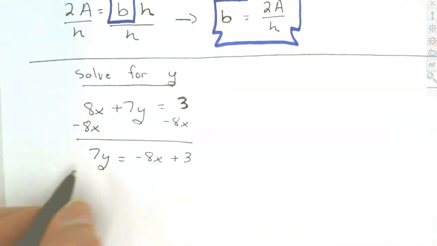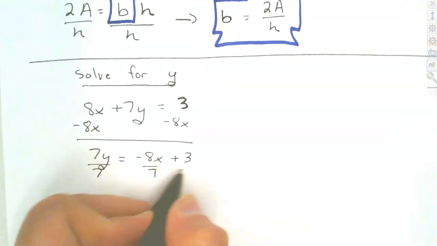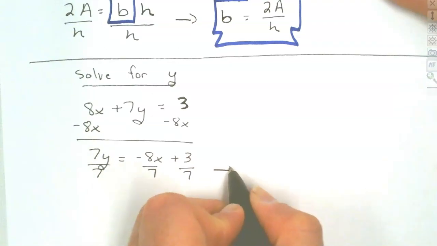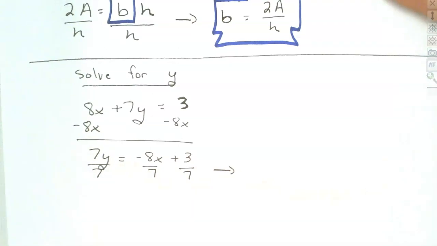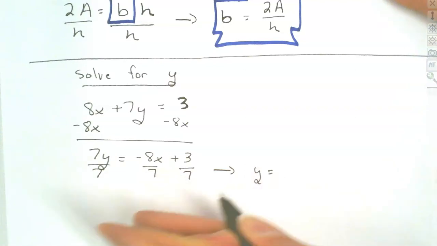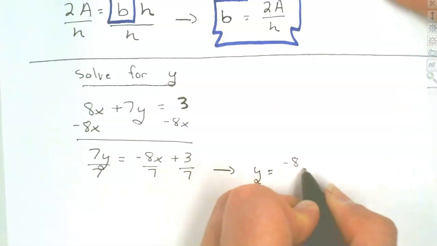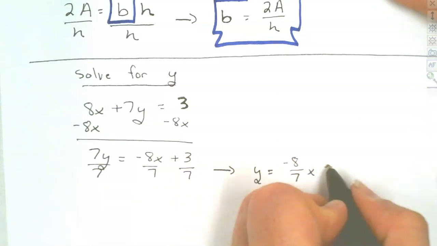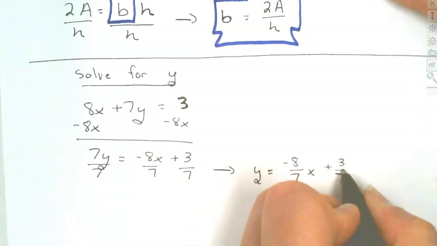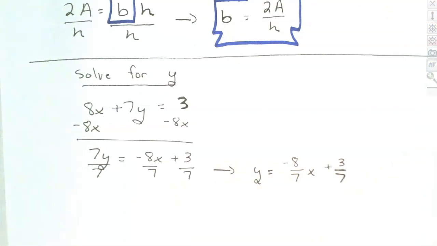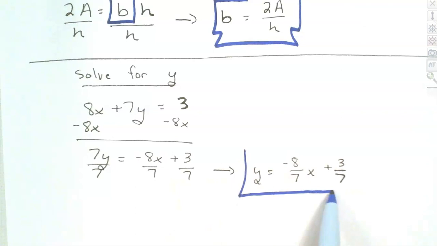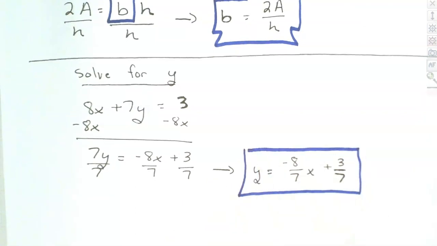Well, we simply divide every part by a 7. And now we have successfully solved this linear equation for y. And so now we've got y equals negative 8/7 x plus 3/7. And there's your answer. And this would be in what's called slope-intercept form. And we're going to learn about that in the next chapter. That's in graphing, though. But it all builds upon itself. And you probably have done this before in previous courses.